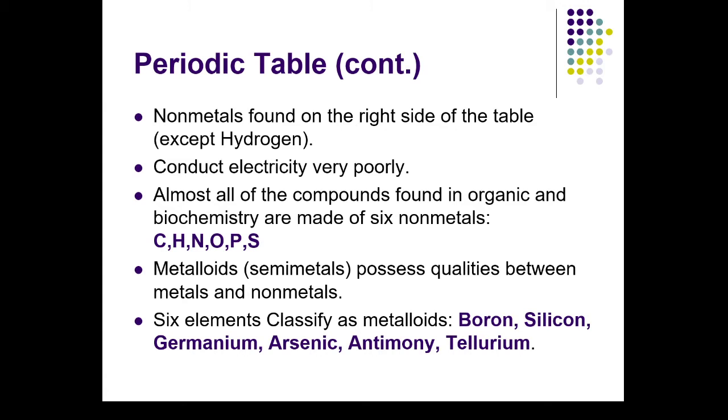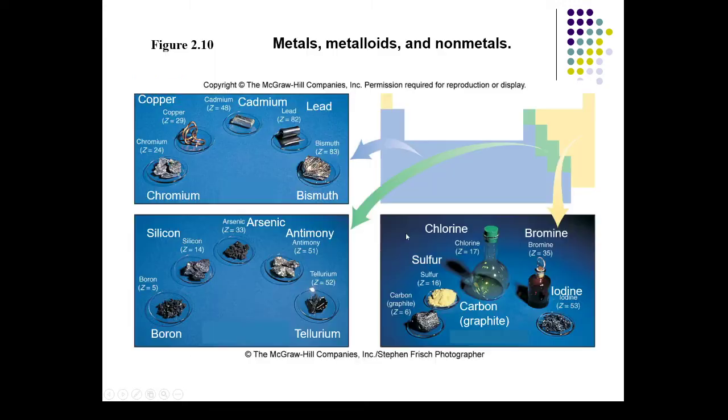My metalloids, also known as semimetals, are the border between the metals and the nonmetals. They have some qualities of metals and some qualities of nonmetals, so they're not completely metals and they're not completely nonmetals. There are 6 of them classified as metalloids: boron, silicon, germanium, arsenic, antimony, and tellurium. All of them make sense with their elemental symbol except for antimony, which is Sb.